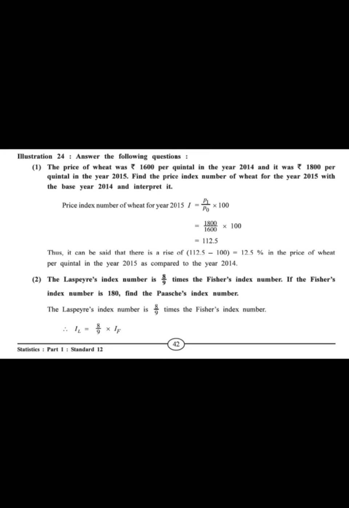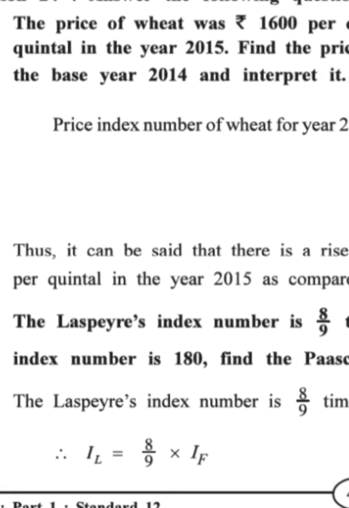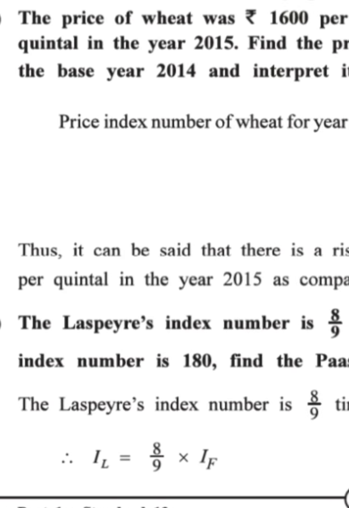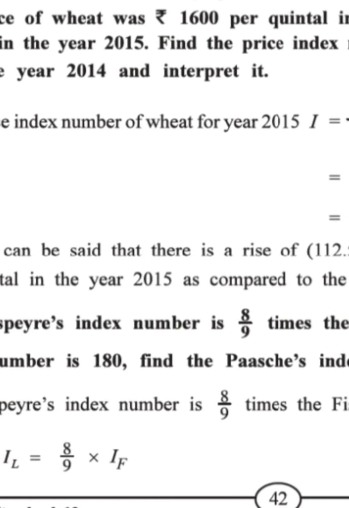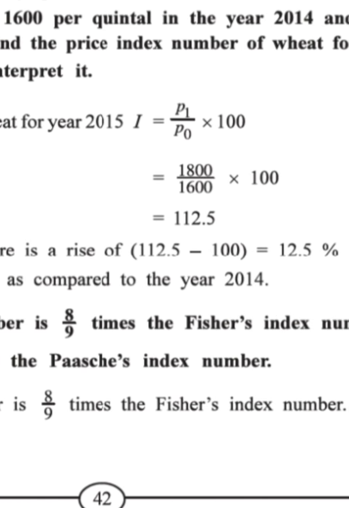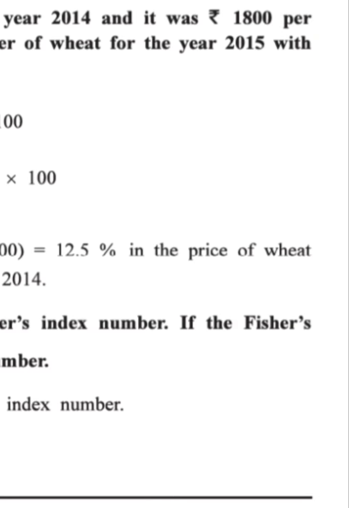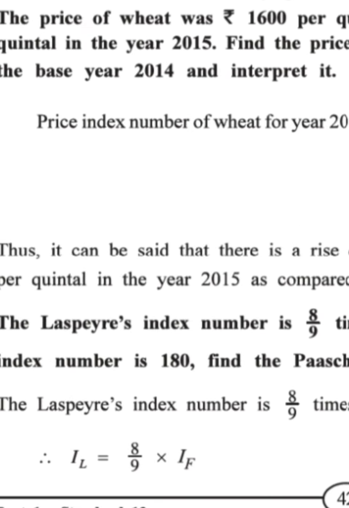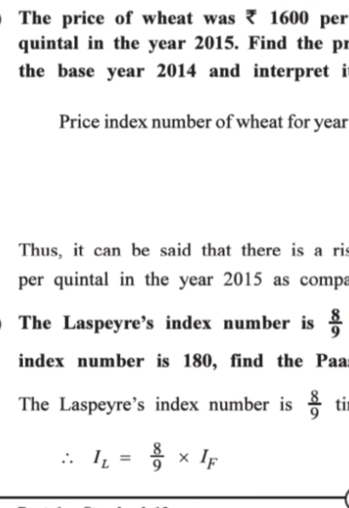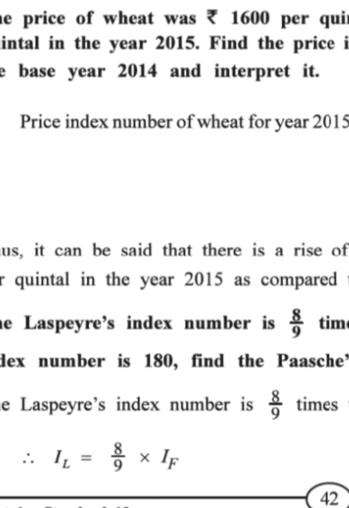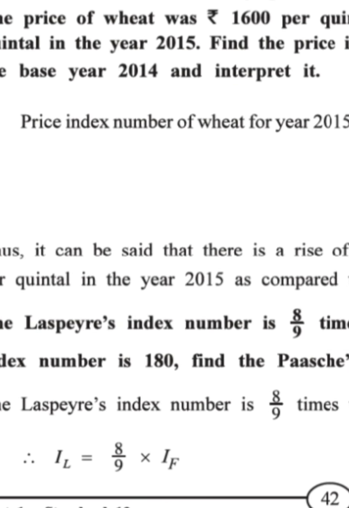Children, now we are going to see example number 24, where you would find the short sums. We'll now see the first short sum. What is the question given? The price of wheat was 1600 per quintal in the year 2014 and it was 1800 per quintal in the year 2015. So 2014 is the base year and 2015 is the current year.